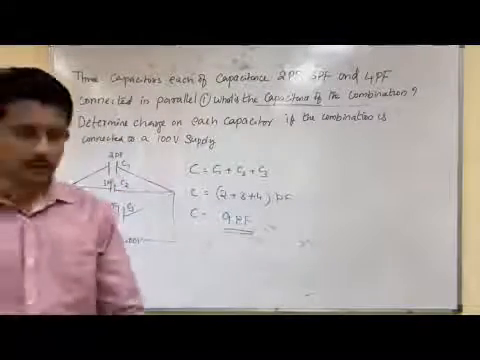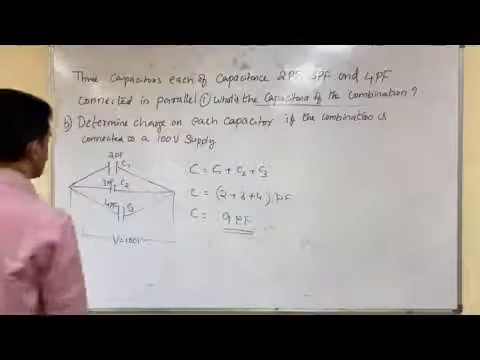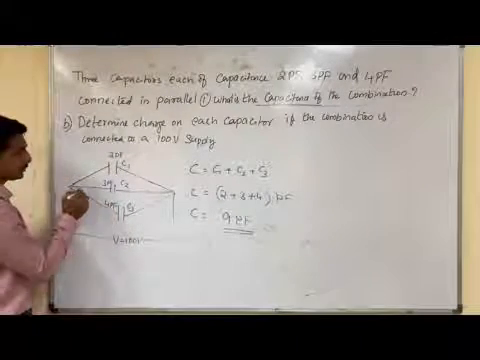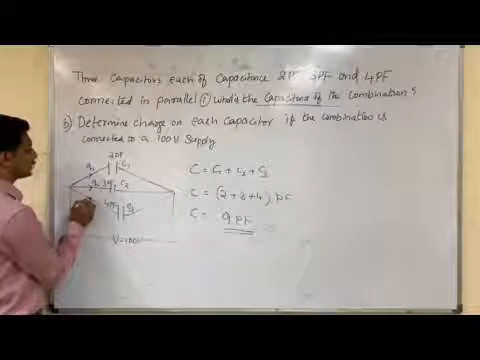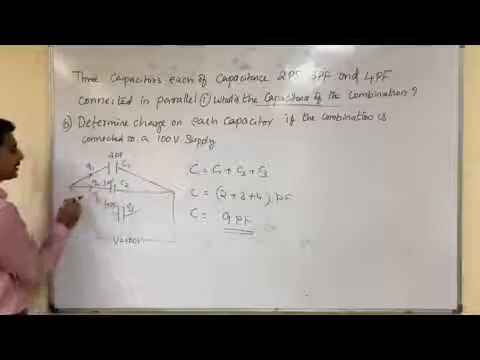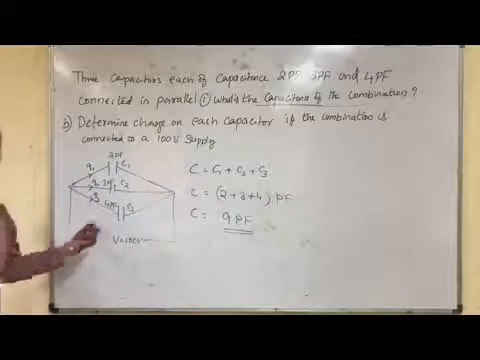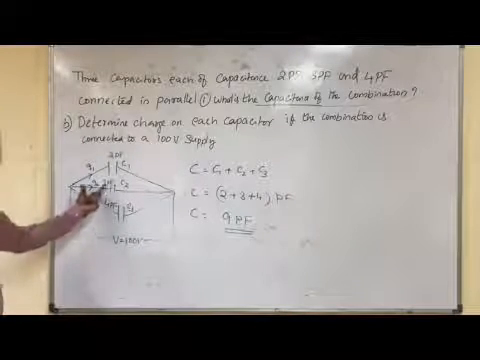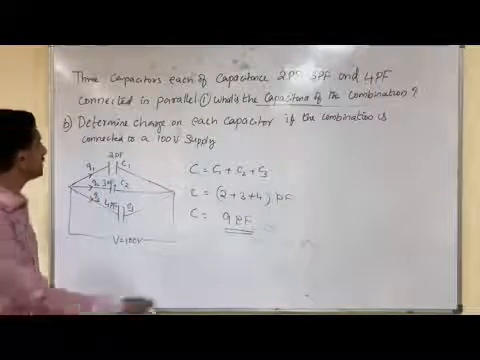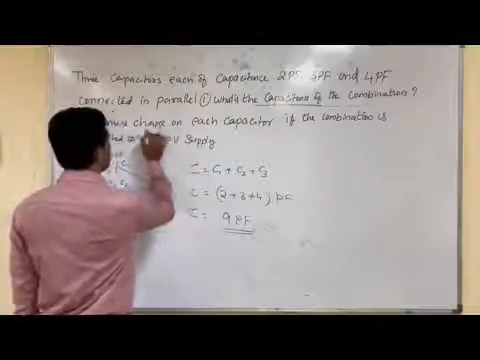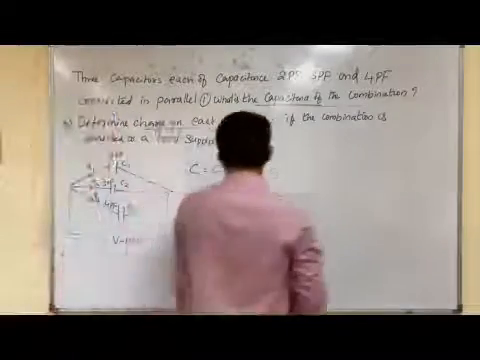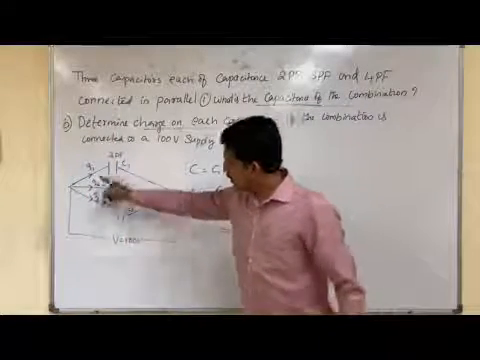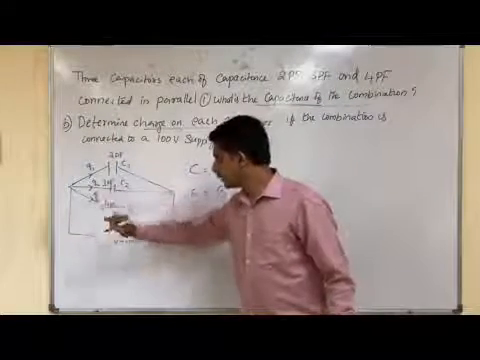The next case is, what is the charge on each capacitor? It is a parallel combination, so the charge is different. We can mention Q1, Q2 and Q3 as the charge across each capacitor. That we are going to do in the second part. Determine the charge on each capacitor. So first we can calculate Q1, then Q2 and Q3.